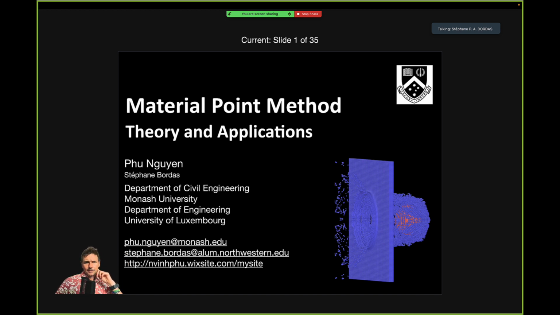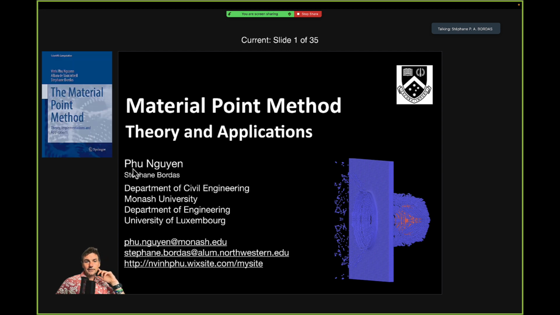And if you like, I can also give you a categorization of all these methods, because they can all be formulated within one overarching framework. So the material point method, this is work done mainly by Nguyen Vinh Phu, who is at Monash University. We wrote together this book on the material point method with Alban de Beaucorbeil, a colleague of Phu.